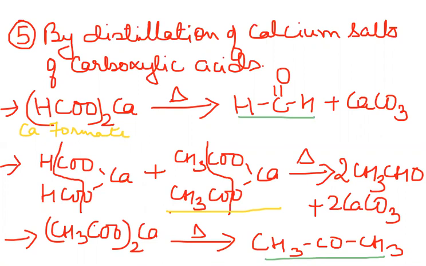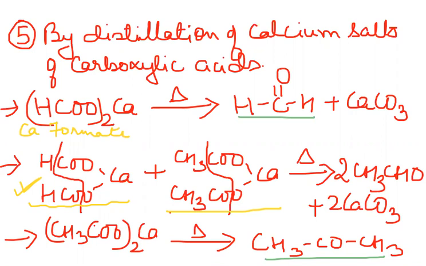So when this is dry distilled, actually you are getting HC double bond O and an H. You can understand why, because in this step here, this is a molecule of calcium formate. So when calcium carbonate is given out, then it is going to form HCO and an H. So you get a formaldehyde here.